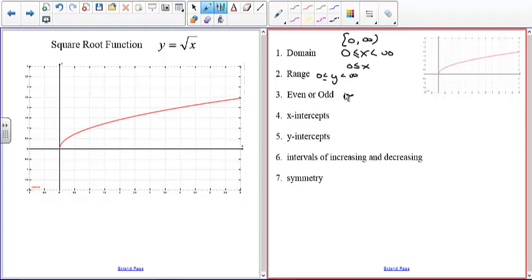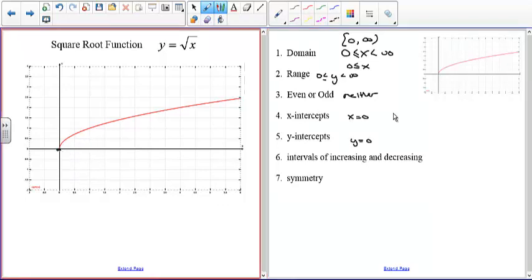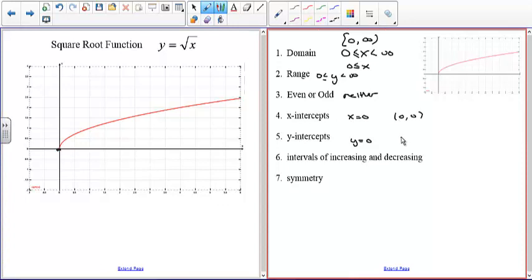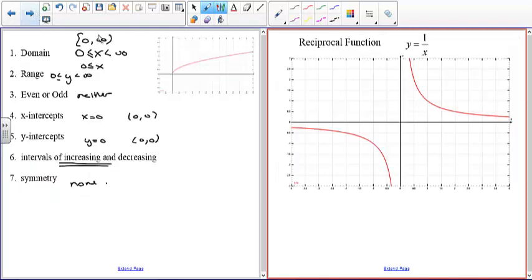It's neither an odd nor an even function. The x-intercept and y-intercept are 0 again, right here, and we can show that by (0, 0). X equals 0, y equals 0. It's always increasing. So it starts out increasing, and no symmetry, none. So there's no symmetry with the square root function. So that's the basic idea there.